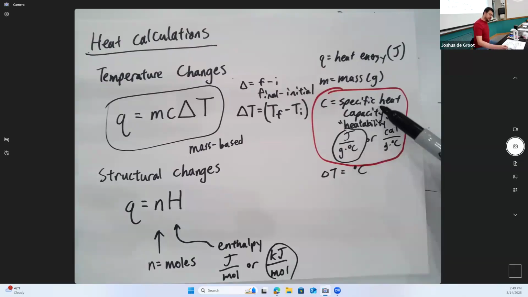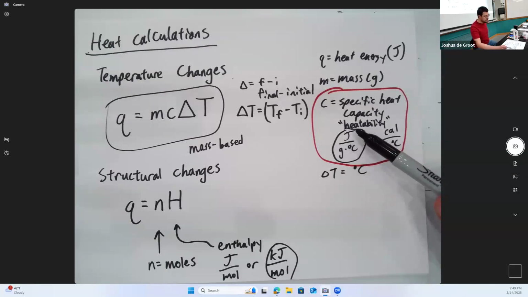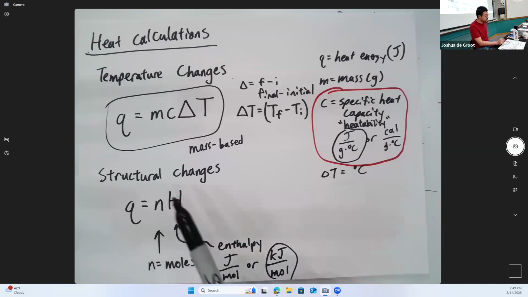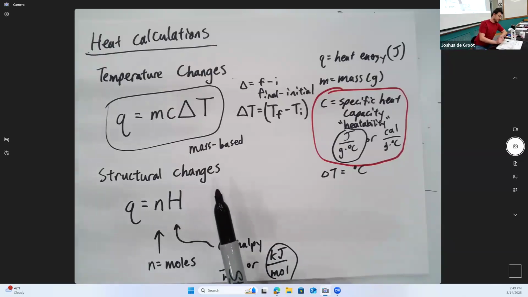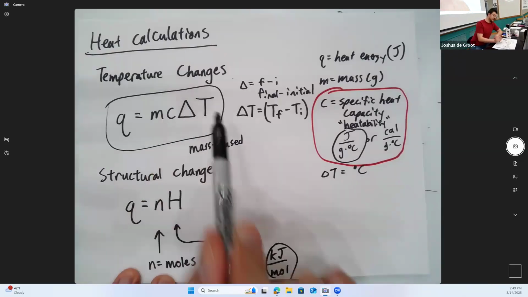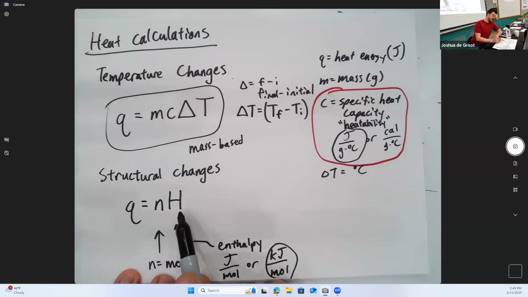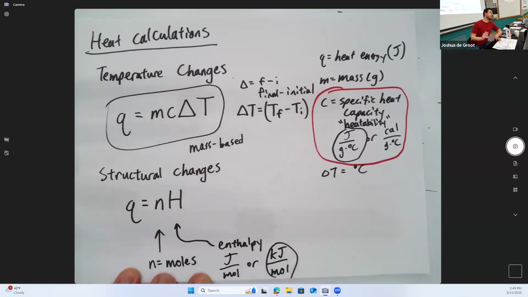Okay, so comparing specific heat versus enthalpy, you'll notice that specific heat has 3 different units in it. It has energy, the amount of substance in the form of grams, and a temperature. But notice when it comes to a structural change, there's no change in temperature. There's no temperature anywhere in this formula. In a temperature change, by definition, you're going to have a change in temperature. When you have a structural change, there's energy absorbed or released by the change in structure, but it doesn't involve any change in temperature.